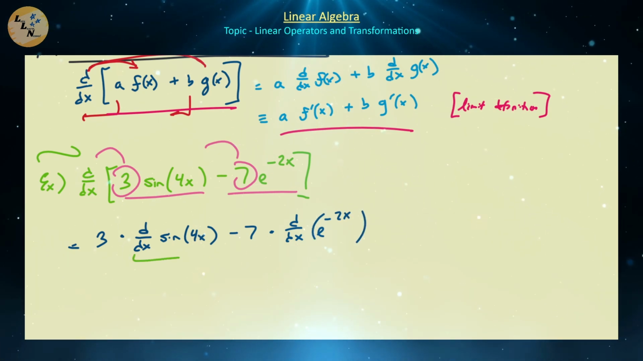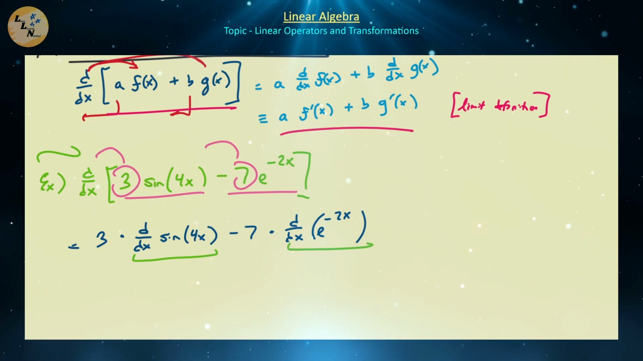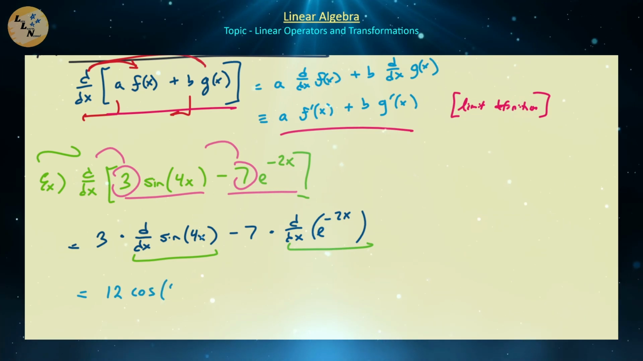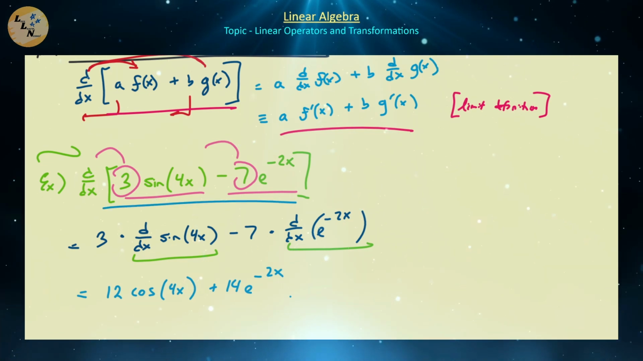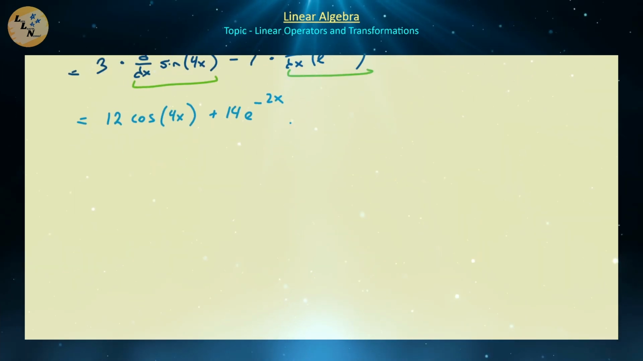And then using whatever rules you have at your fingertips, you should be able to tell me what these derivatives are, and that's pretty much what single variable calculus is dedicated to. In particular, you should be able to show that this is going to be equal to 12 times the cosine of 4x, and this is going to be equal to positive 14 e to the minus 2x, and that is the derivative of the original function. But in order for us to take the derivatives of the individual pieces, this derivative operator needs to be a linear operator.